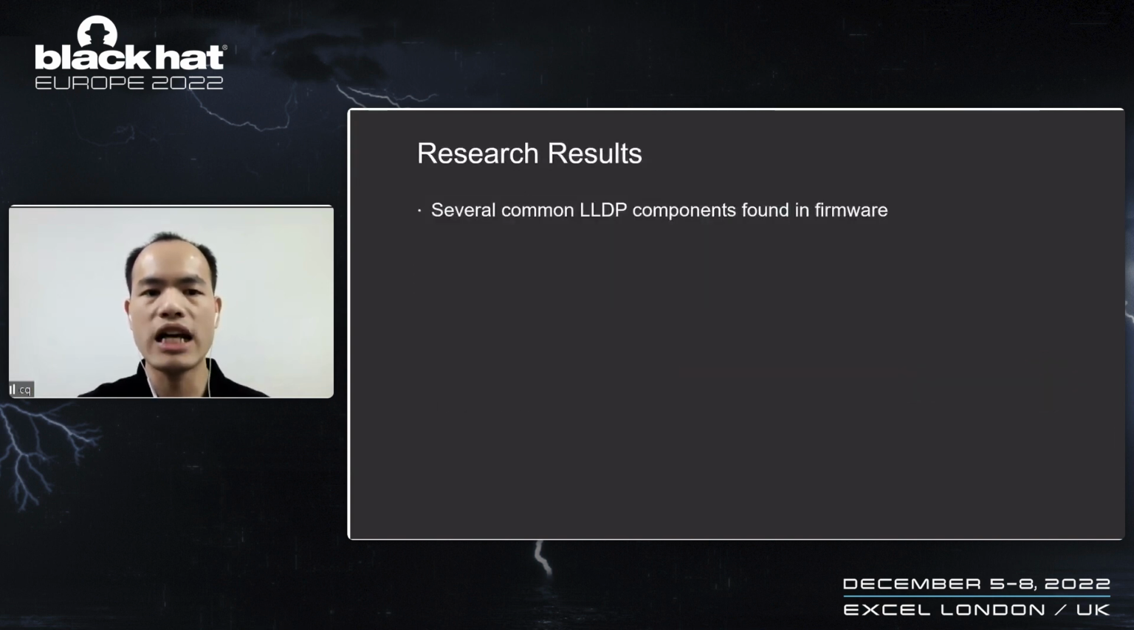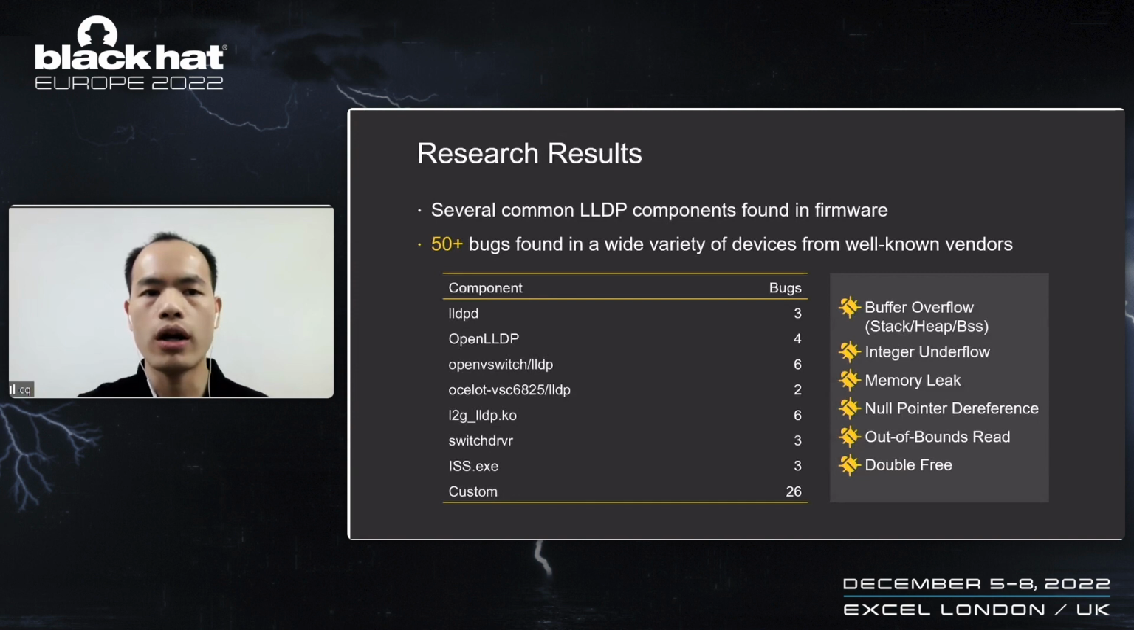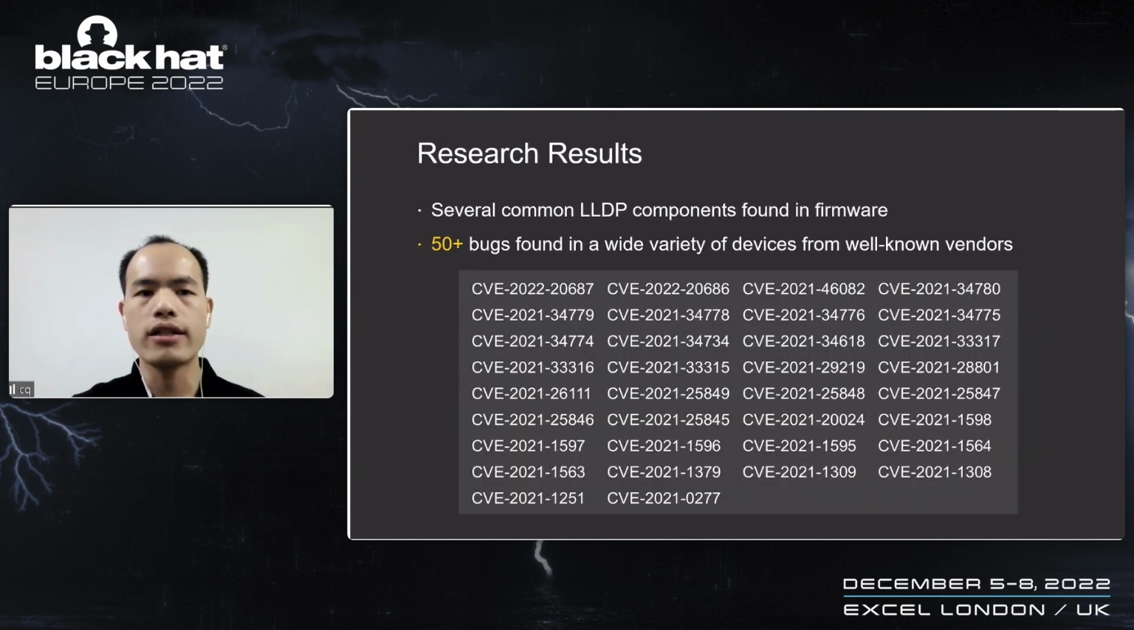During this research, several common LLDP components are found in firmware from a wide variety of network devices. Among them, the first 4 are from open source projects, and the last 3 are closed source components. What's more, nearly 50 bugs are found in a wide variety of devices. Among them, some are common in LLDP components, others are introduced by the vendor. The types of bugs found include buffer overflow, integer underflow, memory leak, and so on. The following are the CVE IDs related to LLDP at the moment.